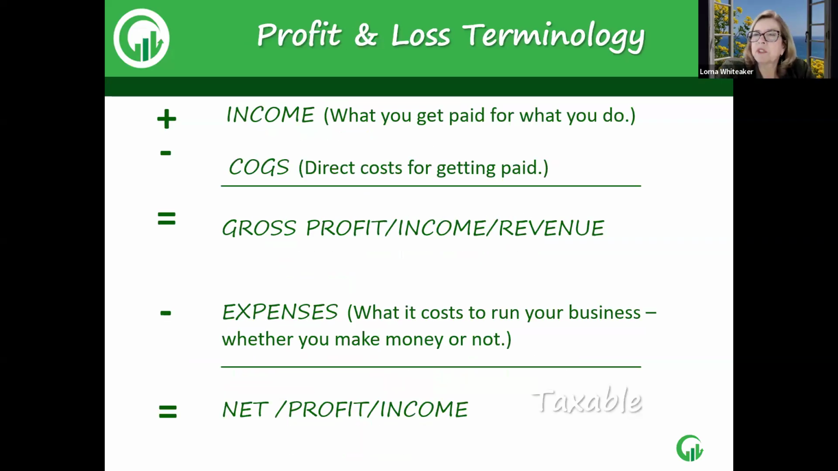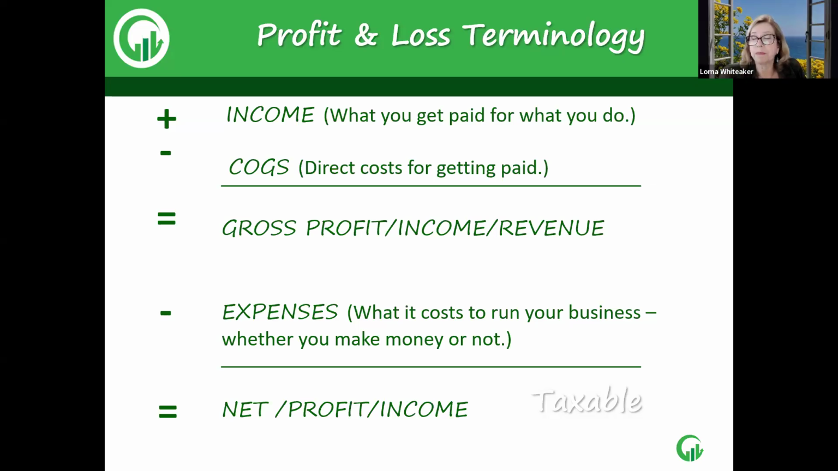Profit and loss terminology. So again, this is the one most business owners are familiar with. Income, what you get paid for what you do. This is not refunds. A refund is not money that you made. A refund reduces expenses. Income is the money you get paid for what you do or sell. COGS, direct costs for what it takes for getting paid. The IRS is pretty lax about this. They don't really care if you put some of your labor up here, contractor labor or employee labor, merchant fees, whatever. If it's useful for you to have it as a cost of goods, that's great.